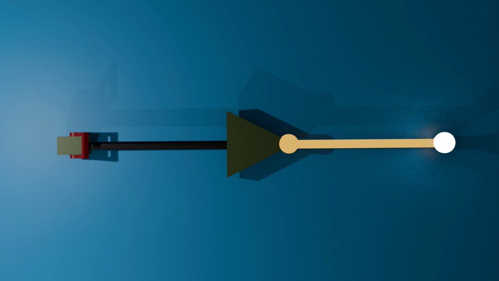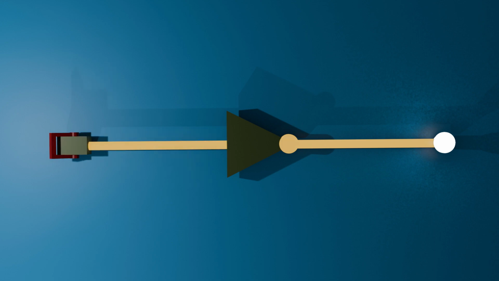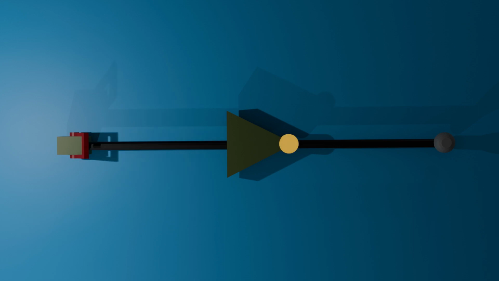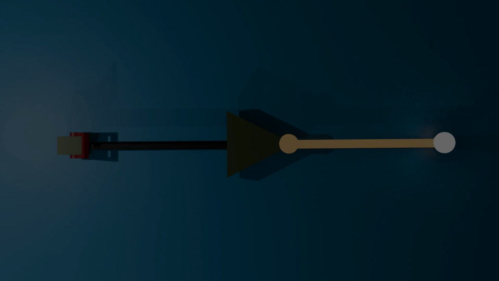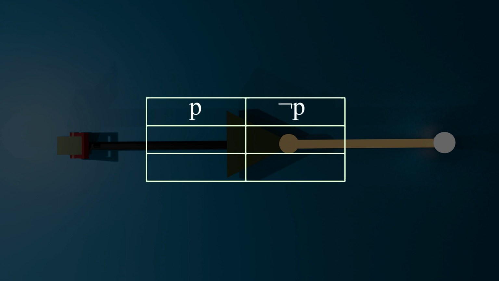The task of the NOT gate is simple. It only inverts any input's value. Like when we switch the lever on, the lamp will turn off. It's the same when we switch the lever off, the lamp will turn on. So the truth table of the NOT gate is like this. When P is true, the value of NOT P is false. When P is false, the value of NOT P is true.